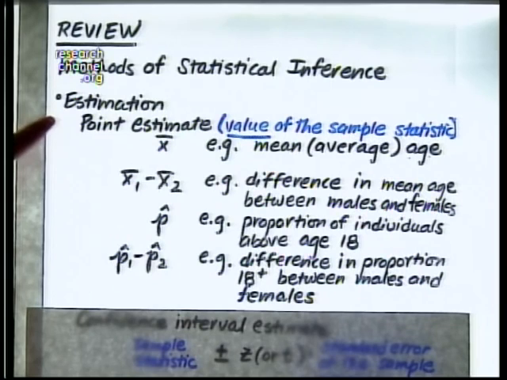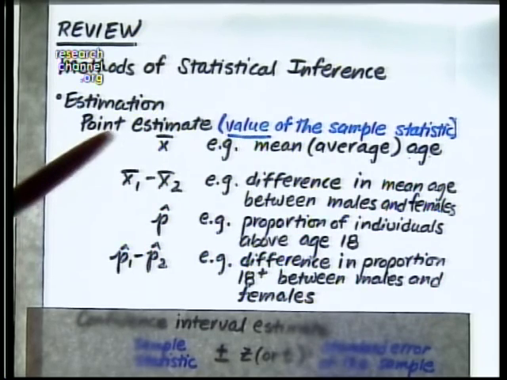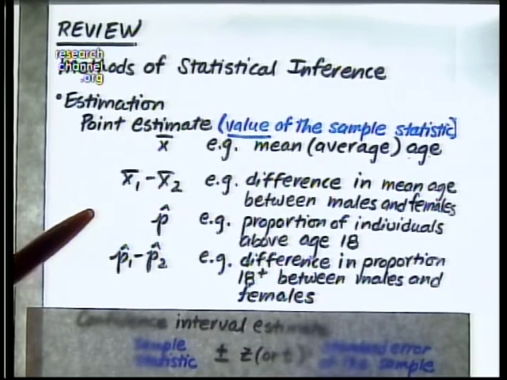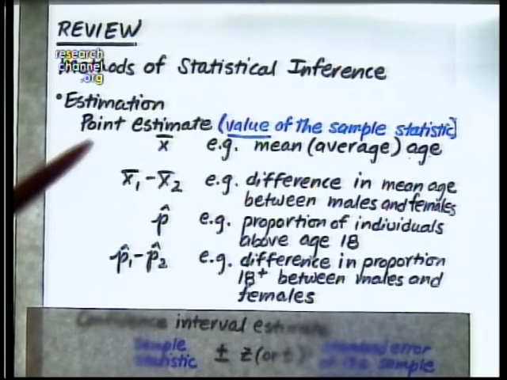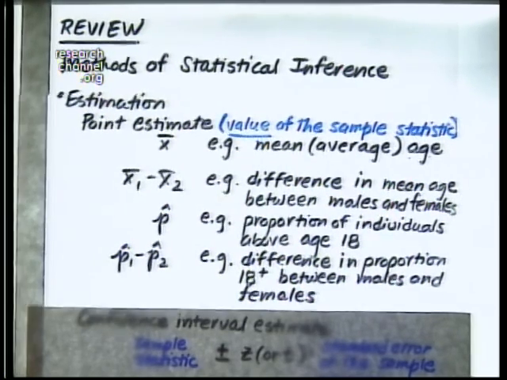Fortunately, we can use the same variation on a theme to talk about one group or two group comparisons, whether it's continuous data or binary data. So the point estimate is just the value of the sample statistic. These are four examples that we might get from our study, from our data.